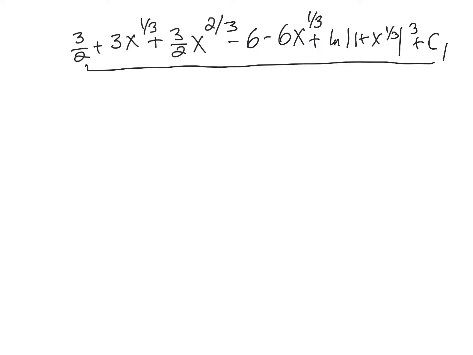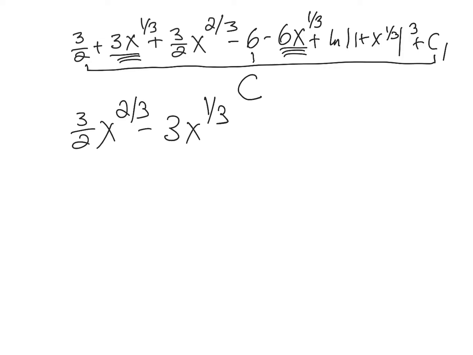Now we can take the c1, the 3/2, and the negative 6, combine them and call it C. We have 3x to the 1/3 minus 6x to the 1/3 would be negative 3x to the 1/3. So the simplified answer is 3/2 x to the 2/3 minus 3x to the 1/3 plus natural log of absolute value of 1 plus x to the 1/3 cubed plus C. This is the answer in the most simplified form.